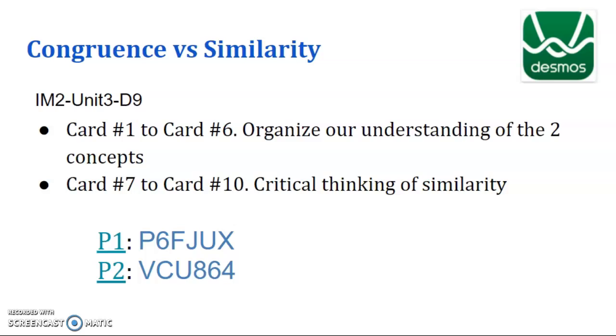So now we're going to go on to a decimals exercise, and with the link that is provided on Canvas, you are going to complete card number 1 to 10 all the way. The first 6 cards will talk about organizing our understanding of the first of the two concepts, the congruence versus similarity. And then 7 to 10, we're going to be doing some critical thinking of similarity. So please pause the video and complete those cards first.